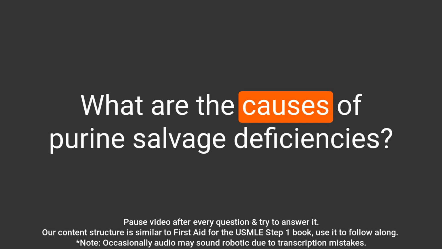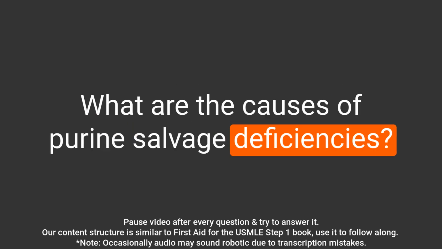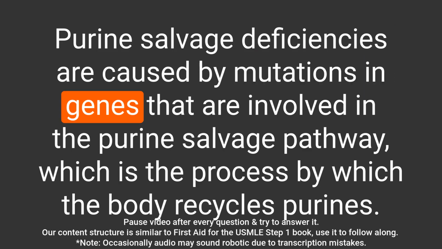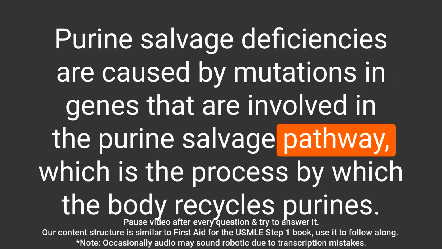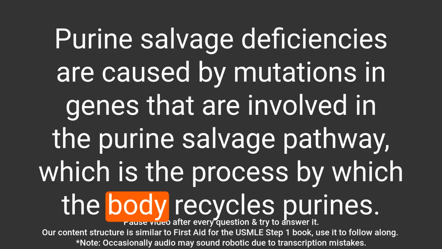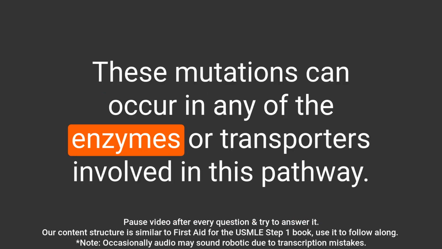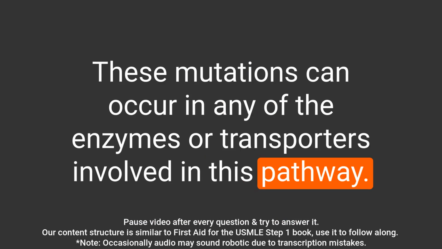Question: What are the causes of purine salvage deficiencies? Answer: Purine salvage deficiencies are caused by mutations in genes that are involved in the purine salvage pathway, which is the process by which the body recycles purines. These mutations can occur in any of the enzymes or transporters involved in this pathway.